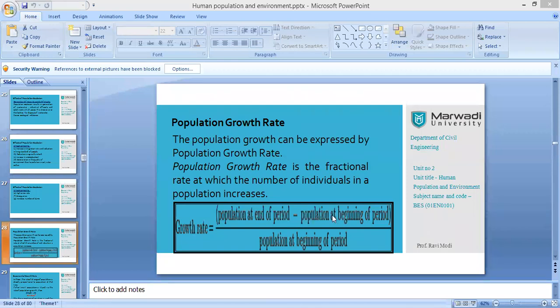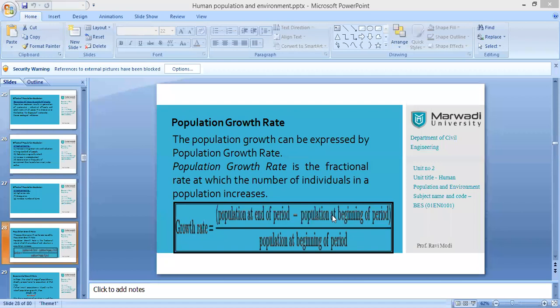So how much is it? It is 3 lakh. What is this 3 lakh? 3 lakh is basically nothing but the increase in population during that particular period divided by the population at the beginning of the period. So what was that? That was 9 lakh. Okay, so I can say that the value is coming out to be 0.33.